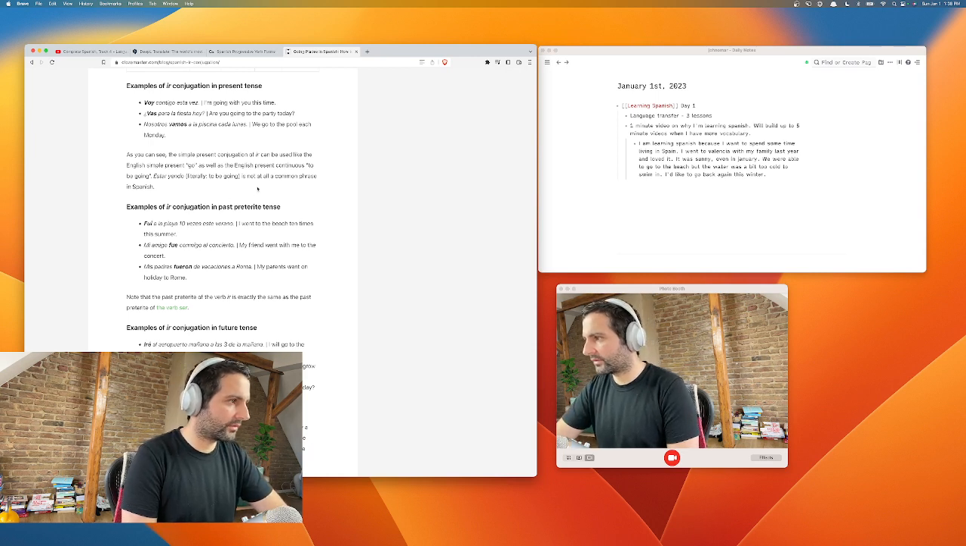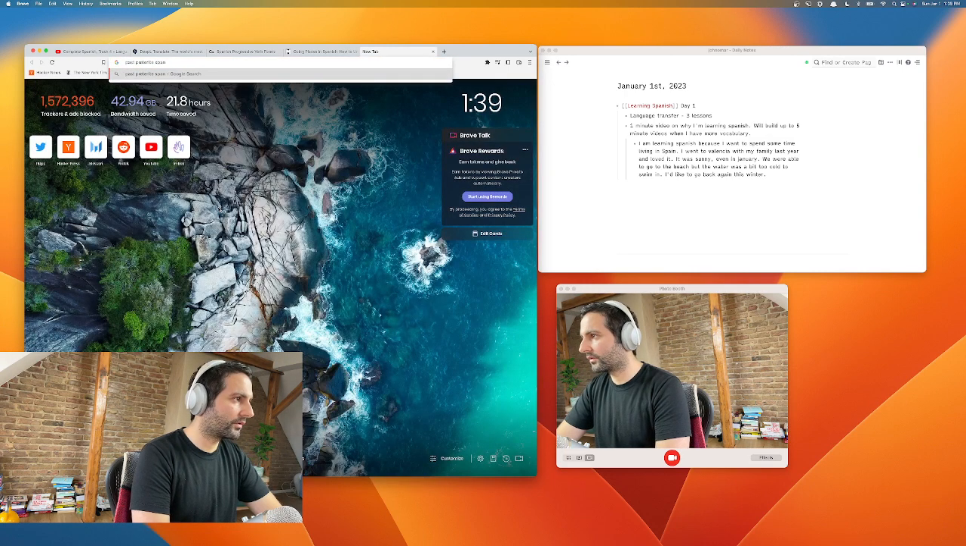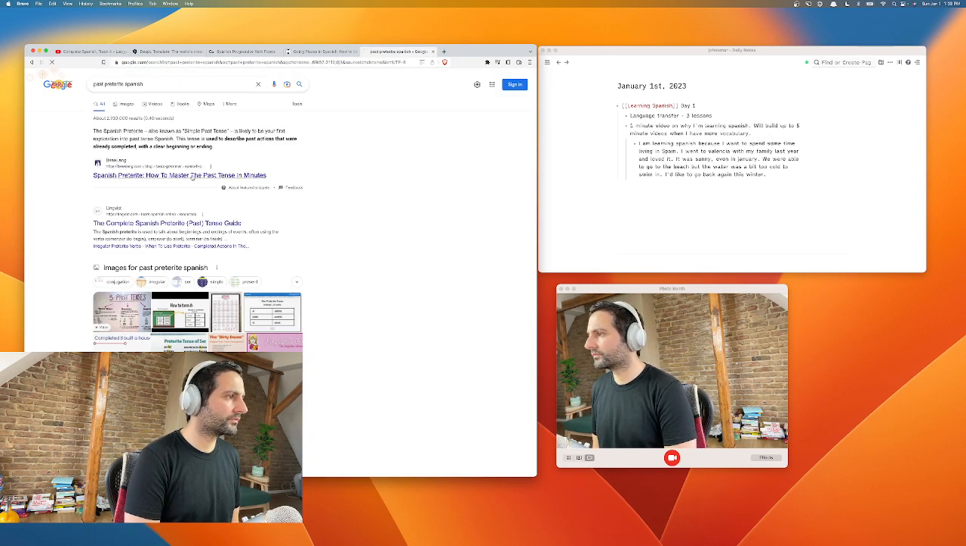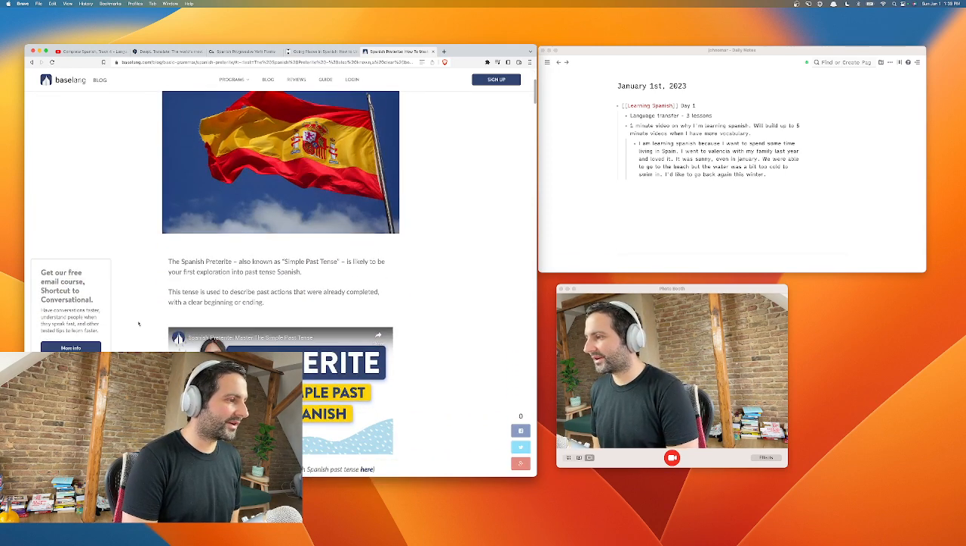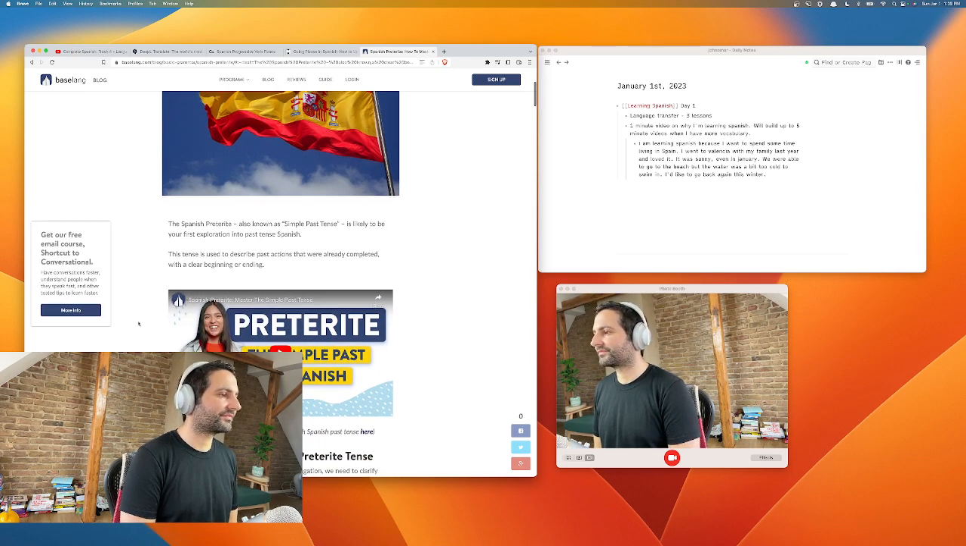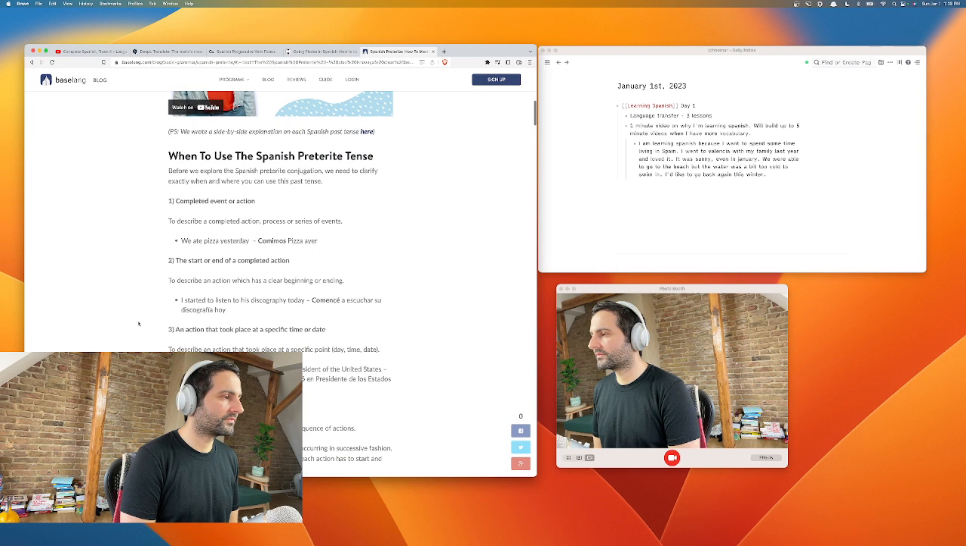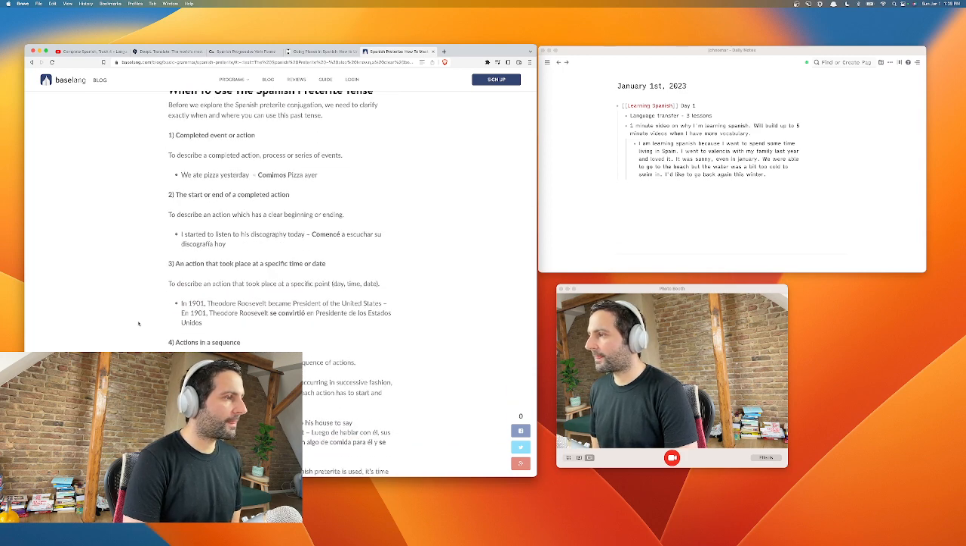So I think I need to figure out what the past preterite is in Spanish and when is that used? Oh, how to master it in minutes. Perfect. Unlikely. We need to clarify exactly when and where you can use the past tense. Completed event or action. Okay. So in this case, I went to Valencia is a completed event. The start or end of a completed action.